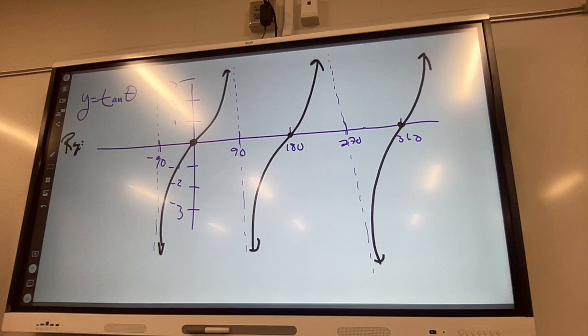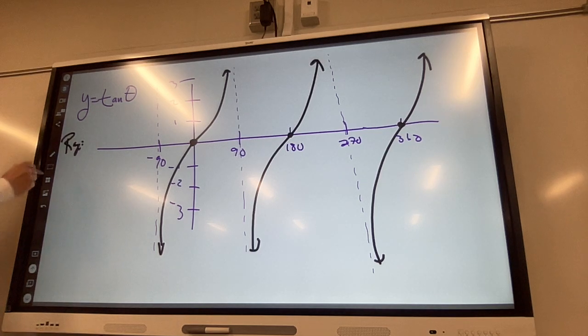The range is easy. Does it ever stop going down? Does it ever stop going up? All real numbers, undefined, all real numbers. I'll accept anything like that. So the range is pretty cool.